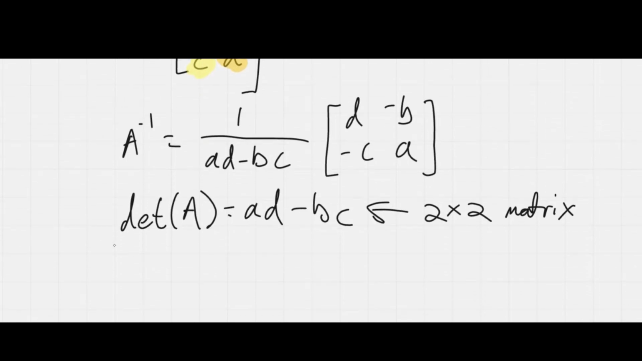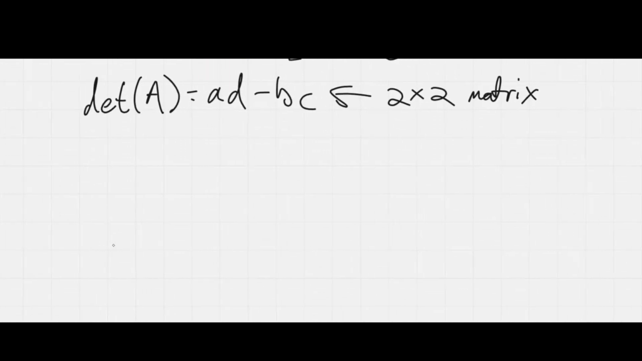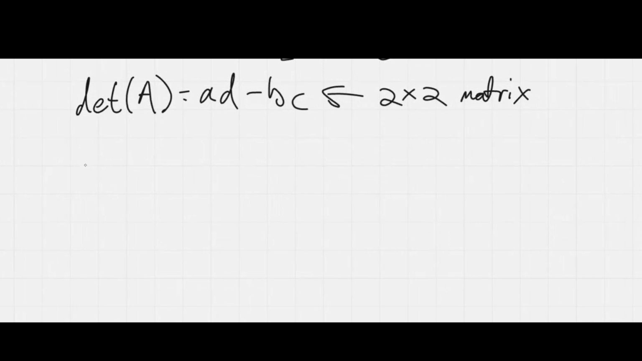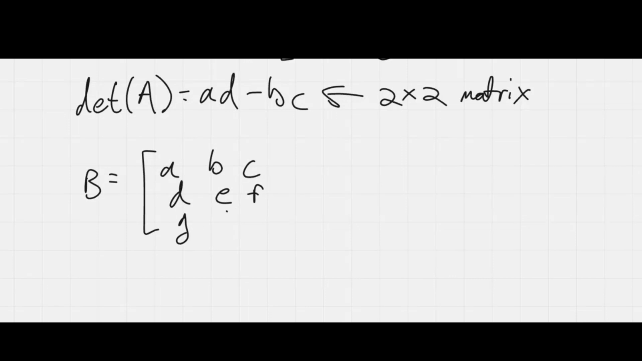Well, let's say we had a different matrix, and I'm going to call that matrix B, for example. Let me write that down. So we have matrix B. Well, that's simply a, b, c, d, e, f, g, h, i. Well, then we take each of these components, and these are going to be our scalars. And then we have to take a minor matrix out from this.